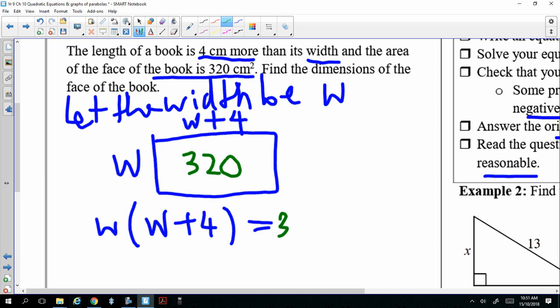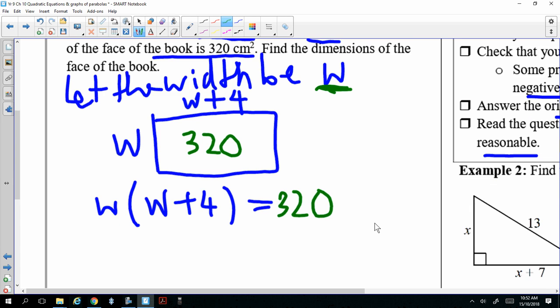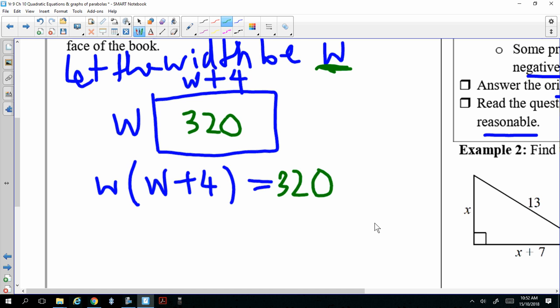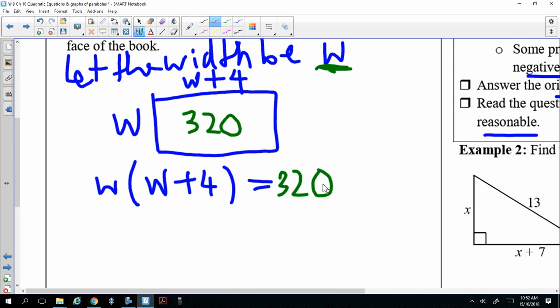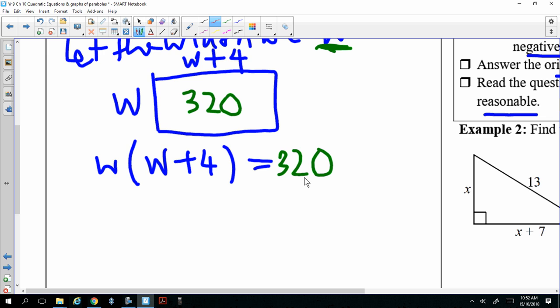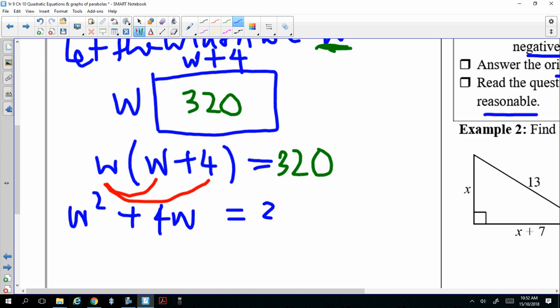That's our equation. So we look at the problem, define the variable, and then write an equation. And the next step is to solve it. Now, how do we solve this? Can we use the null factor law? We can't, because that's not 0 yet. So we've got to expand it first. If you expand, you get w squared plus 4w equals 320.